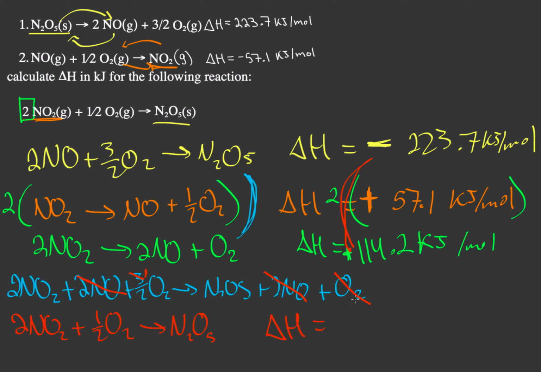Now the delta H for this is going to be these two added up. So negative 223.7 plus 114.2 is going to give you a negative 109.5 kilojoules per mole. So finally, the delta H for this answer is negative 109.5 kilojoules per mole.